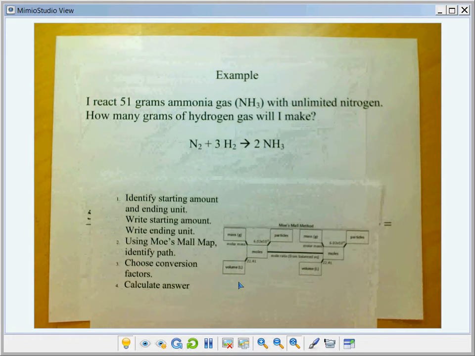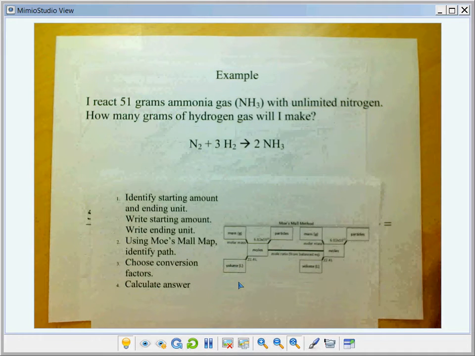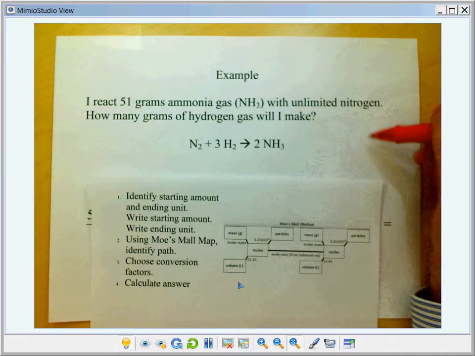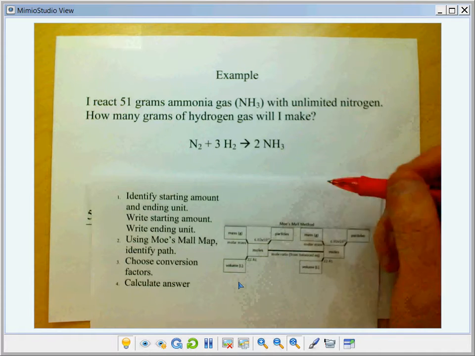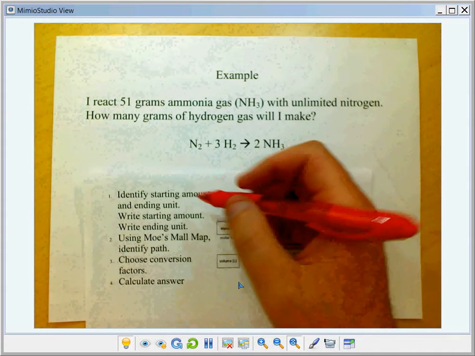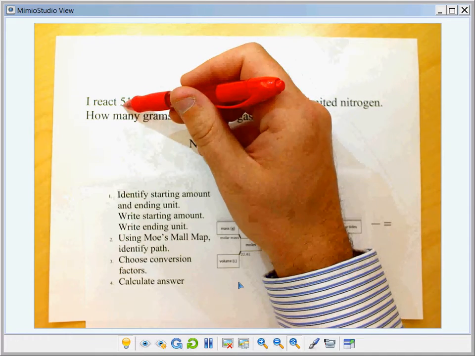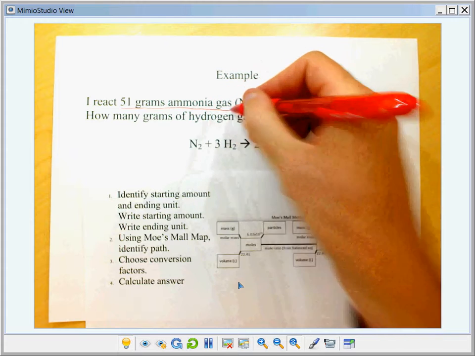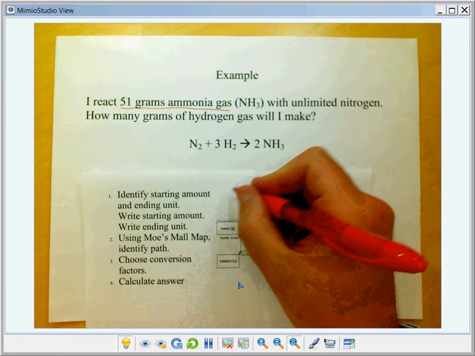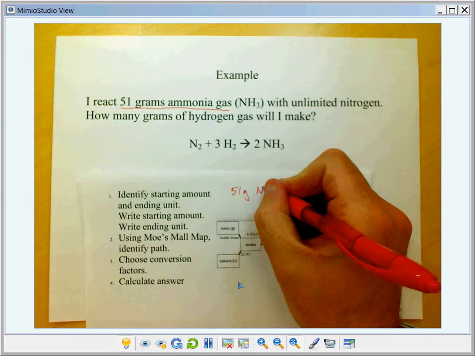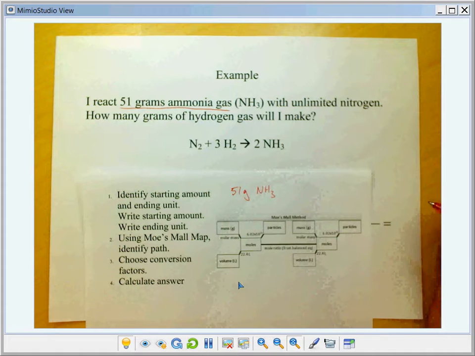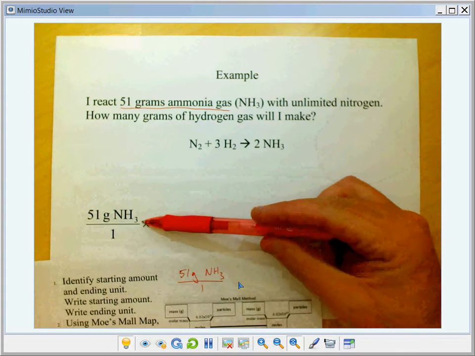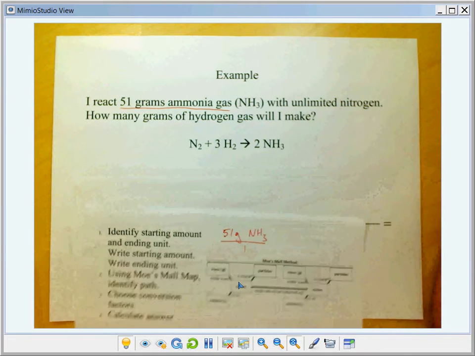So if we see in this problem right here, the first thing we have to do is identify our starting amount. The sheet of paper that you're going to be using during your lab is laminated, so you shouldn't write on it. You're going to have to write on a separate sheet of paper, so that's what I'm going to try right now. First of all, identify the starting amount. Well, the number in the problem is 51 grams, and it's really important that we also include the substance that's with it. So it's 51 grams of ammonia gas. So 51 grams NH3 is the starting amount. That's going to be the amount that goes over 1 at the beginning of the problem. And if you notice here in the example, it's already given to you.